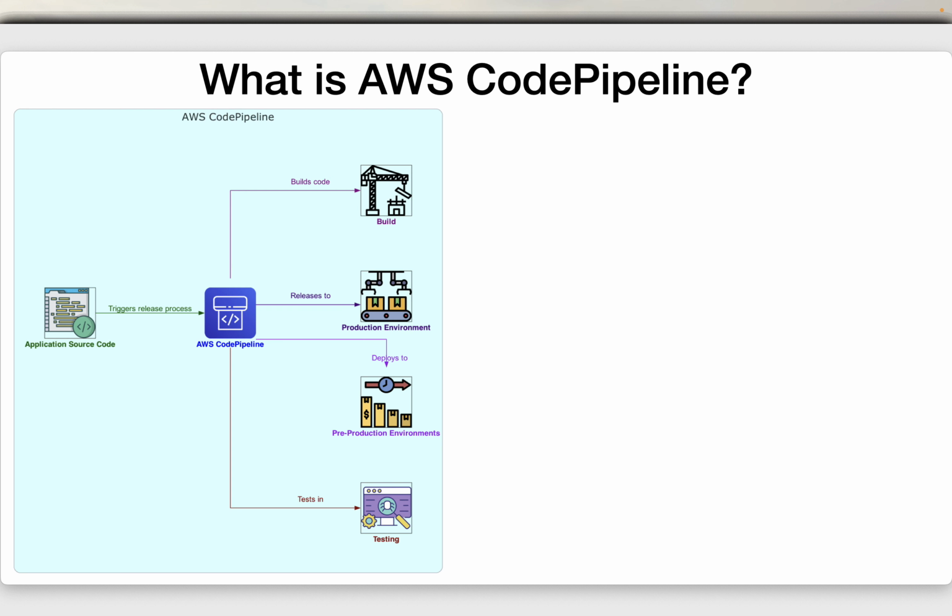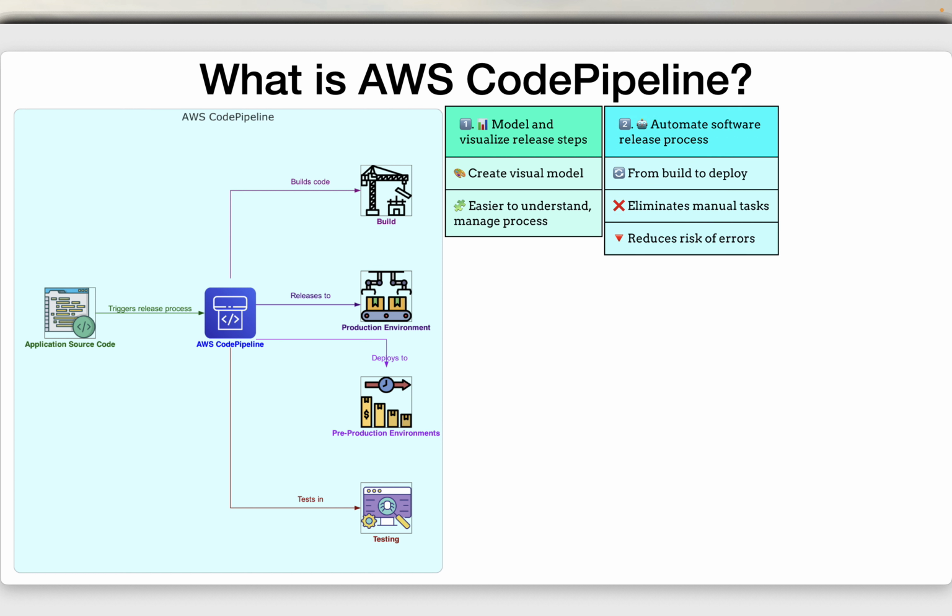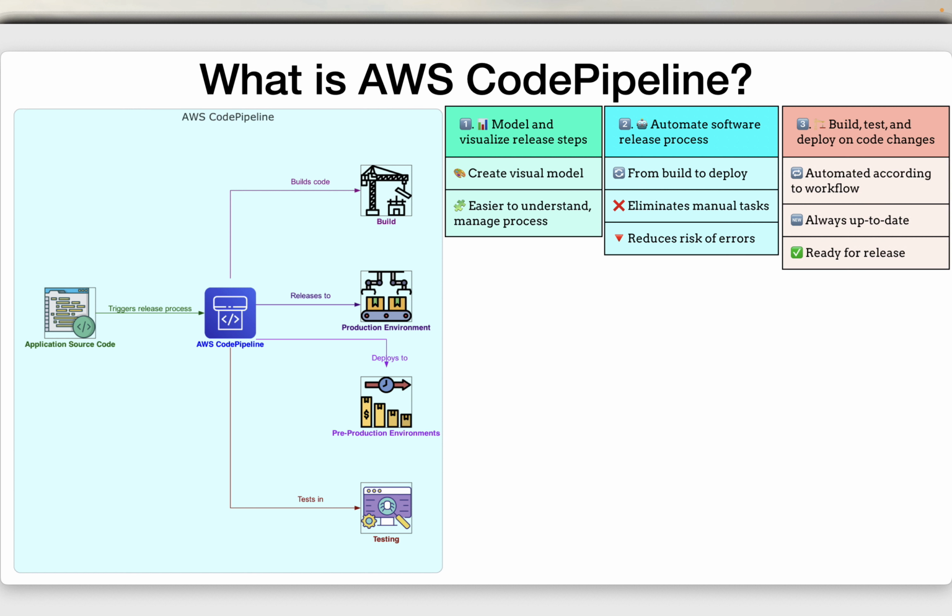So what is AWS Code Pipeline? AWS Code Pipeline allows you to create a visual model of the steps required to release your software, making it easier to understand and manage the process. With Code Pipeline, you can automate the entire release process from building your code to deploying it to production environments, eliminating manual tasks and reducing the risk of errors. Code Pipeline automatically builds, tests and deploys your application according to the defined workflow every time there is a code change, ensuring that your software is always up to date and ready for the release.